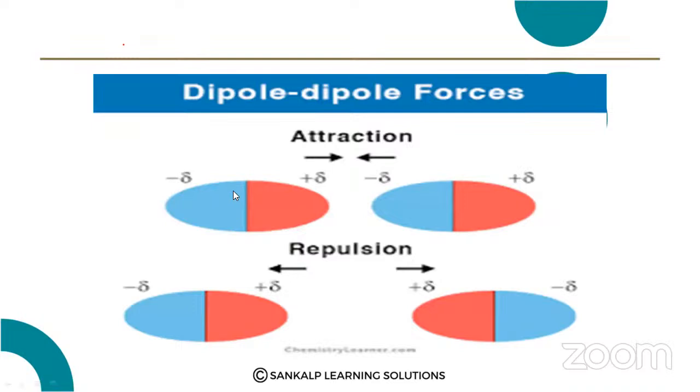These dipole-dipole forces act between the molecules which possess a permanent dipole. Last class we discussed dipole moment also. Where is dipole moment considered? When you have a polar molecule. What do you mean by a polar molecule? When an electronegative atom is attached, it tends to pull the electrons towards itself. As a result, you can see partial negative and partial positive charges are developed. These are partial charges.